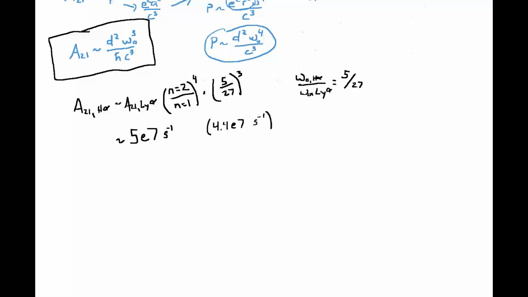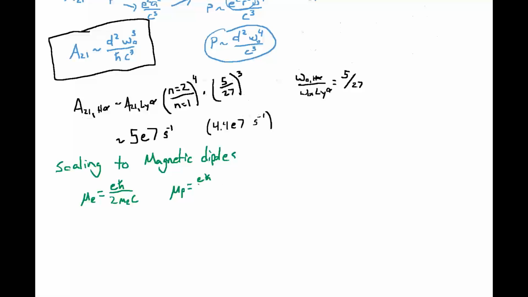d squared omega cubed. But now let's see if we can scale our Einstein A coefficients between other types of transitions. For example, fine and hyperfine transitions are magnetic dipole transitions. So what about scaling to magnetic dipole transitions? Well, if you recall in our derivation of the classical hydrogen atom, the magnetic dipole moment of the electron was given by e h bar over 2 m_e c. And similarly, the magnetic moment of the proton was given by e h bar over 2 times the mass of the proton times the speed of light.